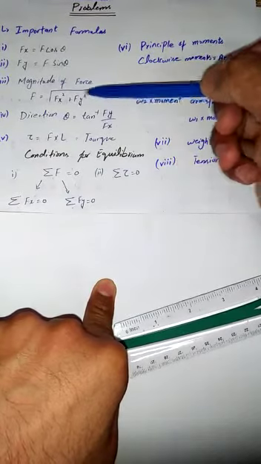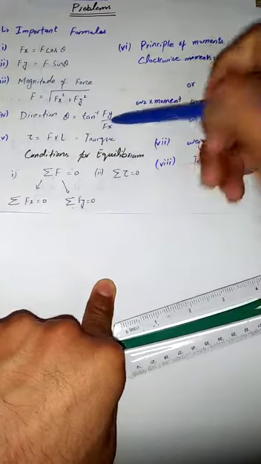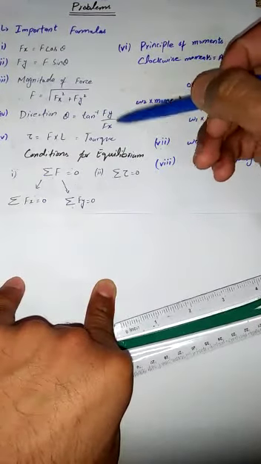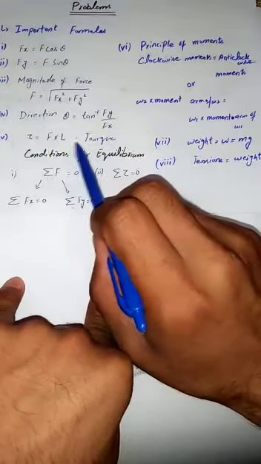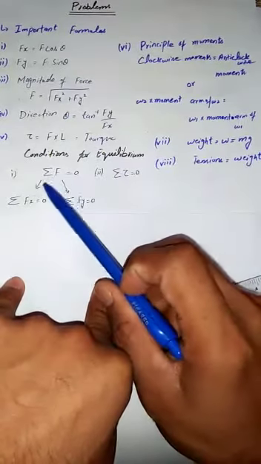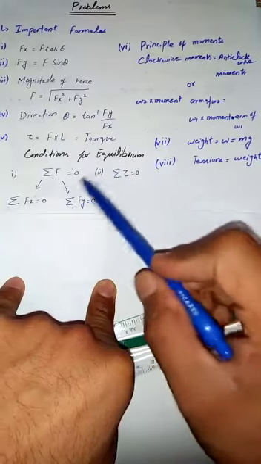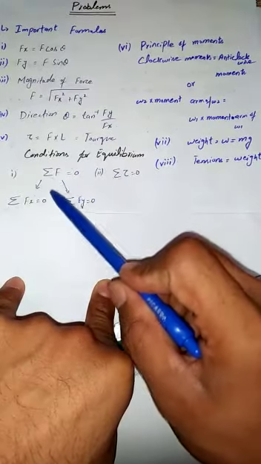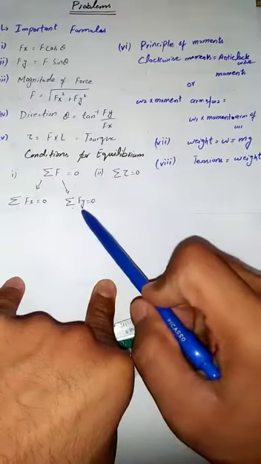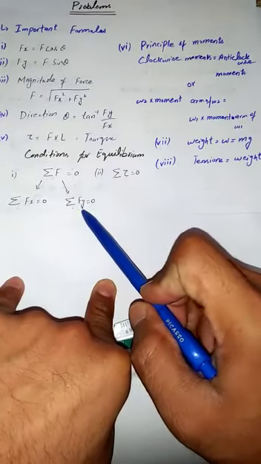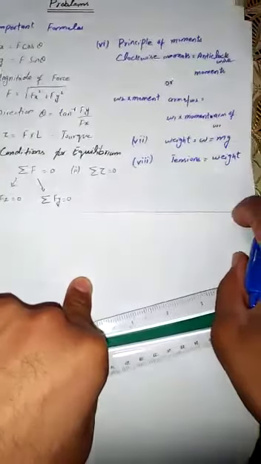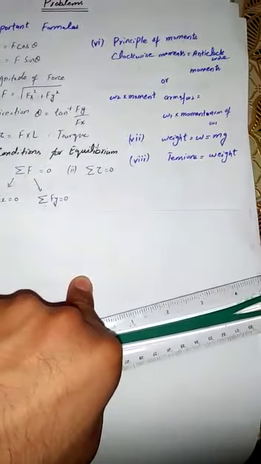Magnitude of force, direction is tan inverse of Fy over Fx, torque is force into L, and the conditions of equilibrium we have studied. Sigma F is equal to 0, sigma torque is equal to 0, and force has two terms, sigma Fx is equal to 0 and sigma Fy is equal to 0. Now the new formulas we will use in the next problem.